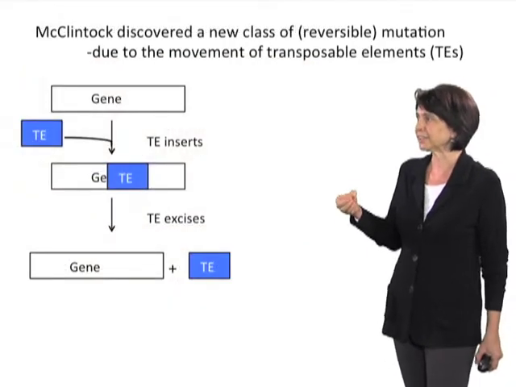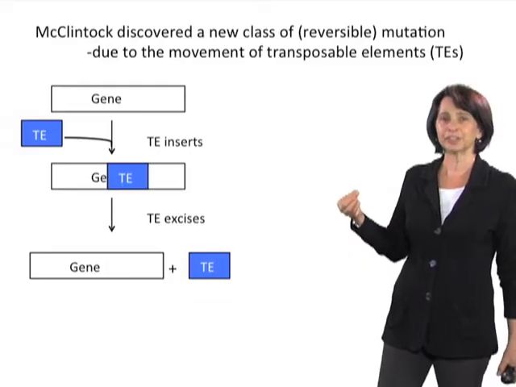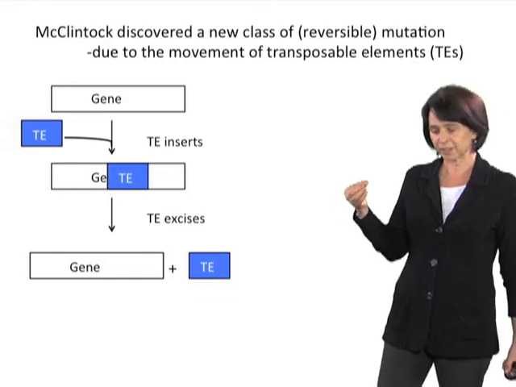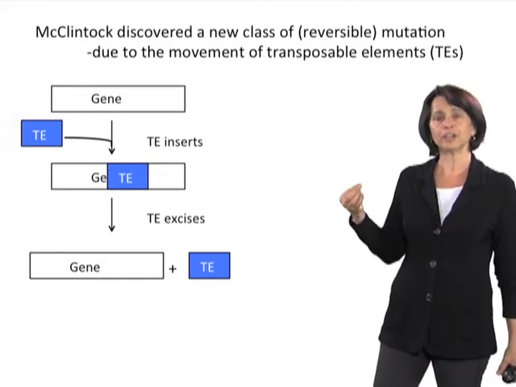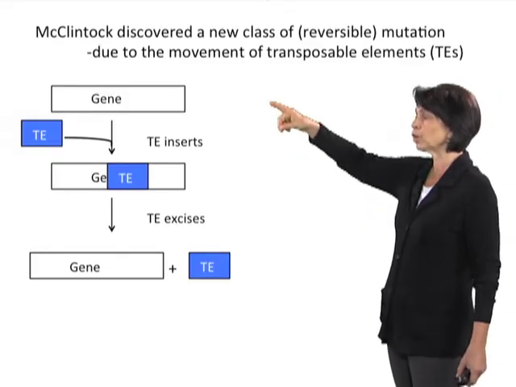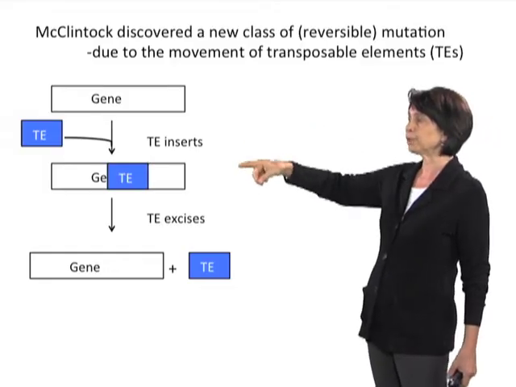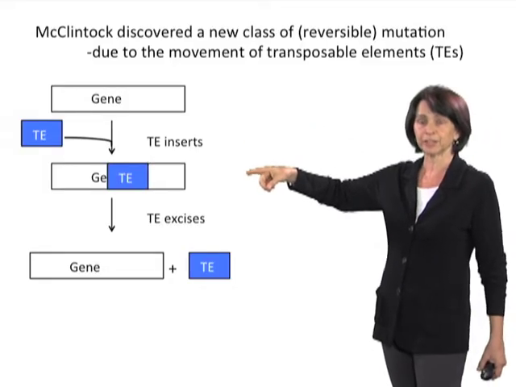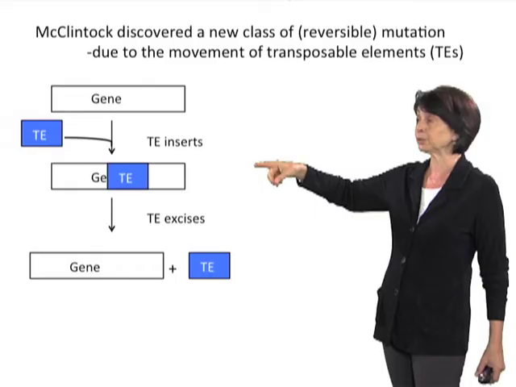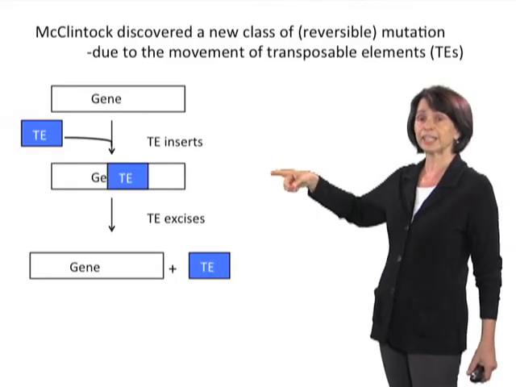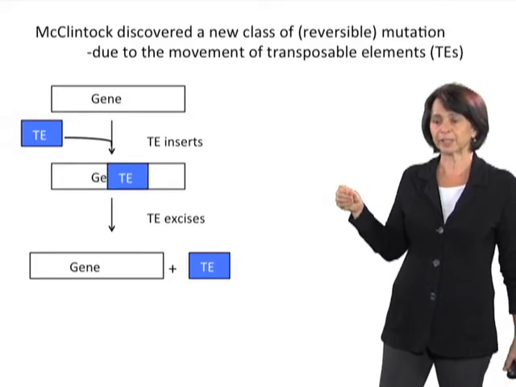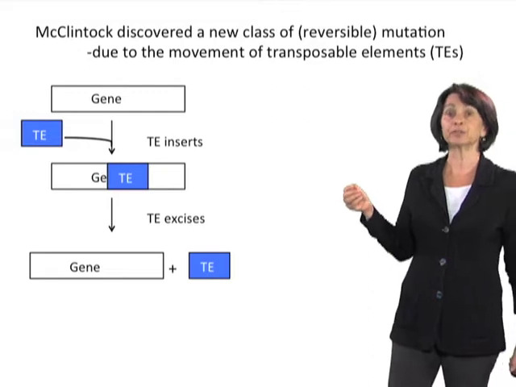So I'm going to cut to the chase and tell you McClintock's solution to the spotted corn kernel question. And that is that she discovered that spotted corn kernels were caused by a new type of genetic element, a new mutation, and I've diagrammed it here. So if we start with the gene, it is mutant, but not due to a base pair change or a deletion. It's due to actually an insertion of a piece of DNA into the gene. And this insertion inactivates the gene. But unlike other mutations, such as I said before, base pair changes or deletions, this mutation is reversible.